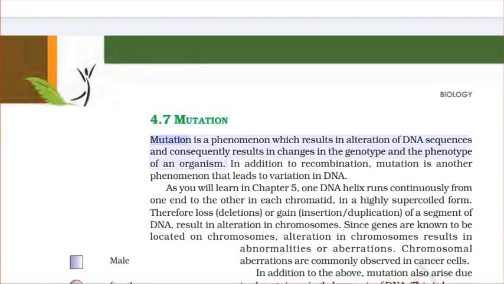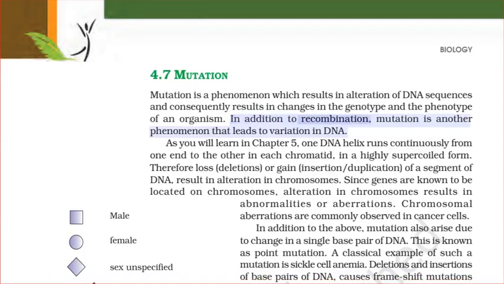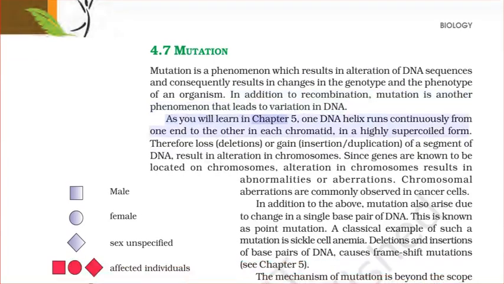Mutation. Mutation is a phenomenon which results in alteration of DNA sequences and consequently results in changes in the genotype and the phenotype of an organism. In addition to recombination, mutation is another phenomenon that leads to variation in DNA. As you will learn in Chapter 5, one DNA helix runs continuously from one end to the other in each chromatid, in a highly supercoiled form.